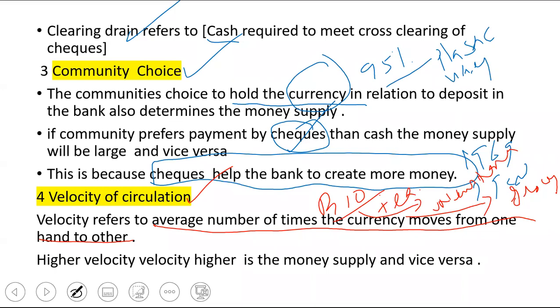And the velocity will affect the circulation. Because some people want to keep their money. It is their choice, we cannot say anything. They don't want to open an account with a commercial bank. They want to keep the money and they will spend the money. The more they spend, the circulation of money will be better. So this is the question that we have finished today.